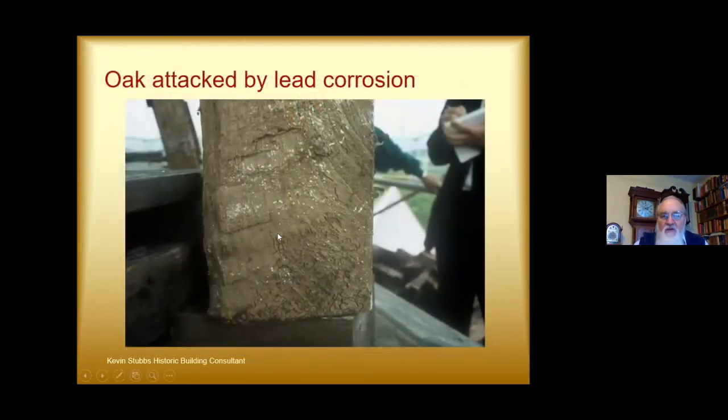If the lead's in contact with oak, which is a real sort of no-no, you should have it separated in some way. The tannins in the oak will attack the lead. You'll get corrosion forming, which will then turn around and attack the oak. And you can see this looks as if there's been, you know, a monster chewing at it. It's rather like lace curtains with this corrosive product.